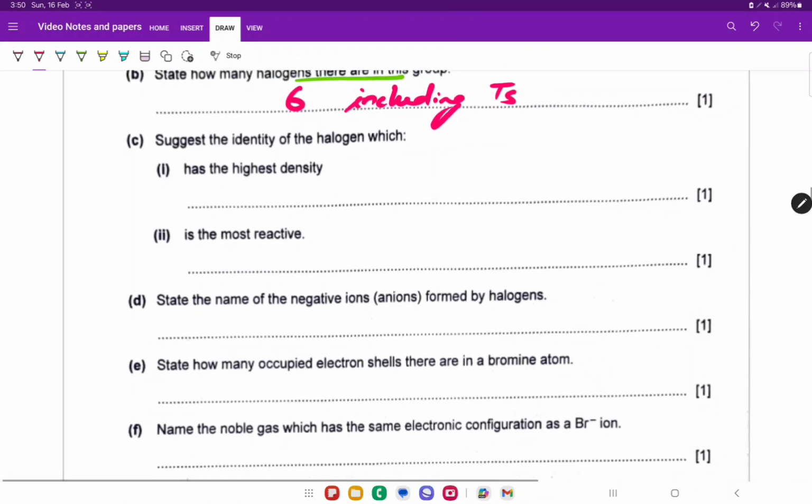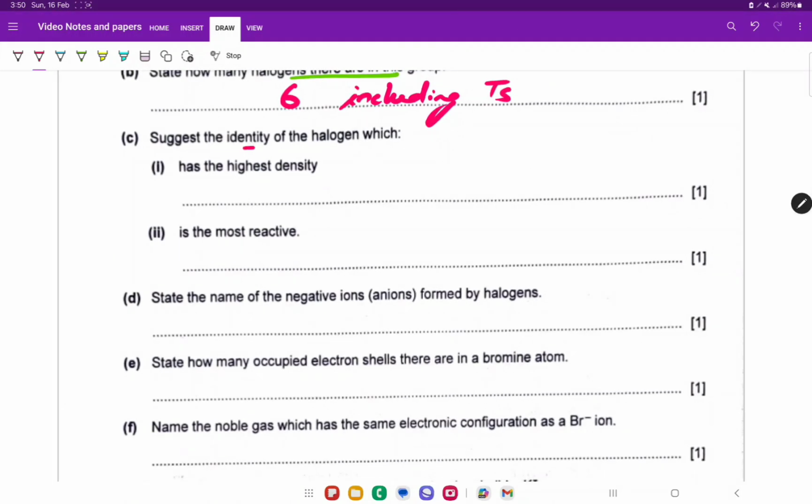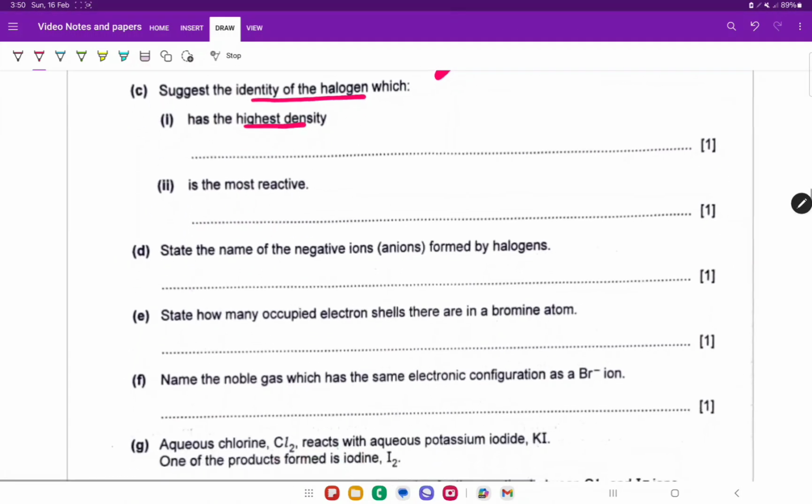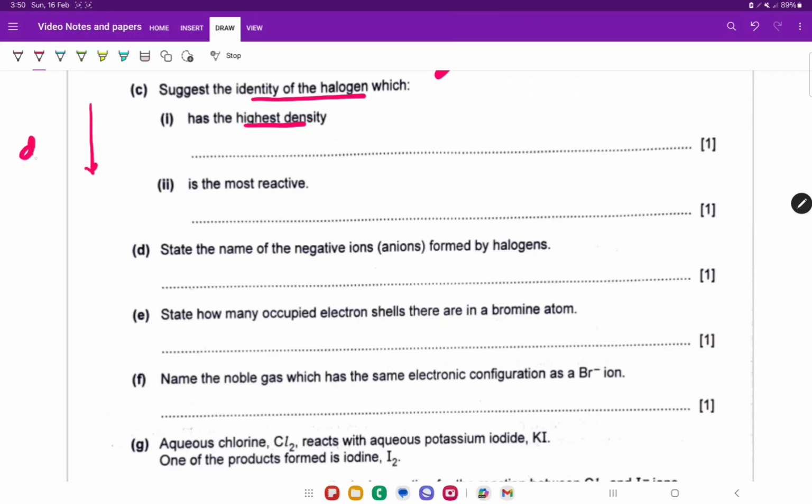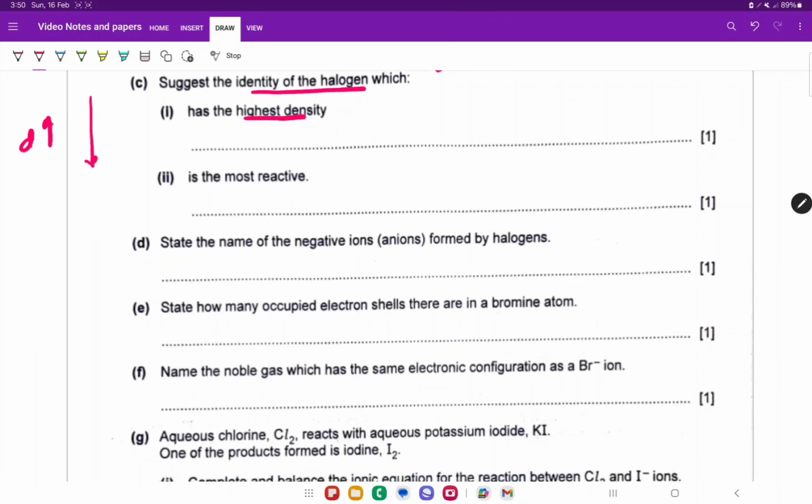Suggest the identity of the halogen which has the highest density. As we move down in halogens, the density goes on increasing. Thus, as per this data booklet, TS or tennessine should have the highest density.